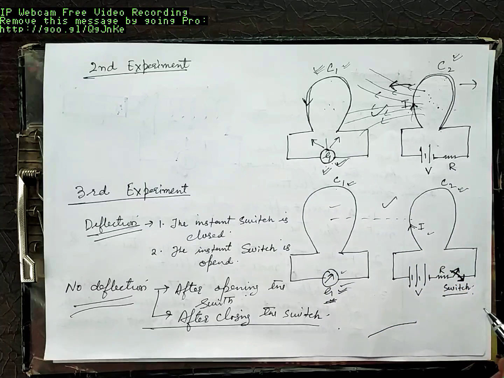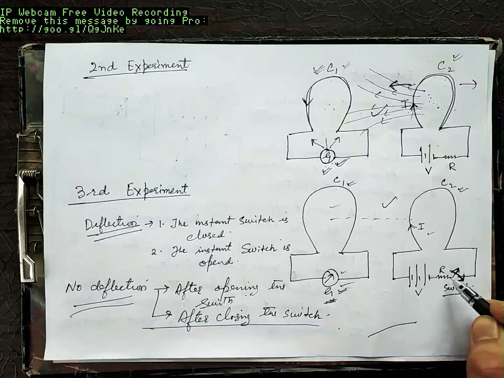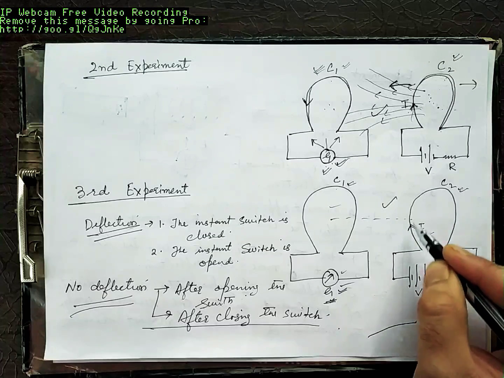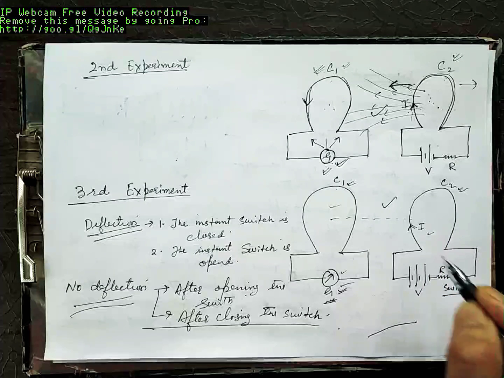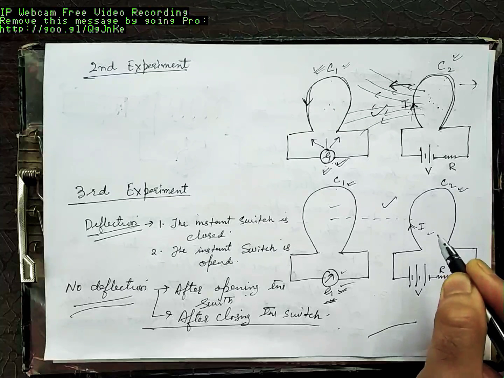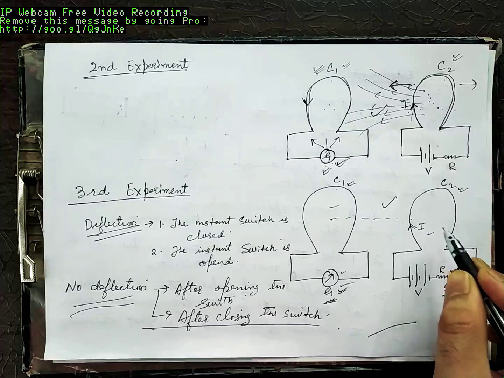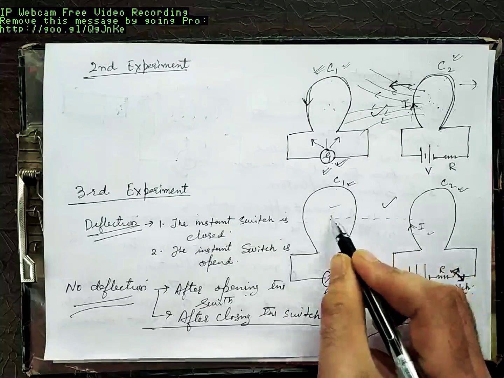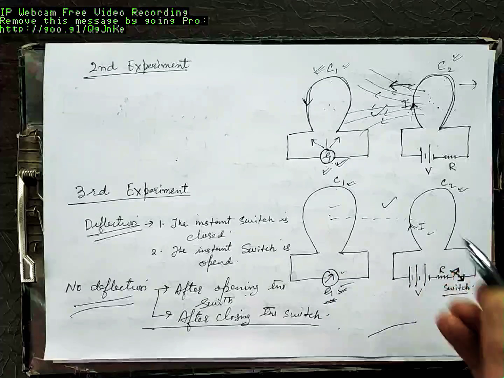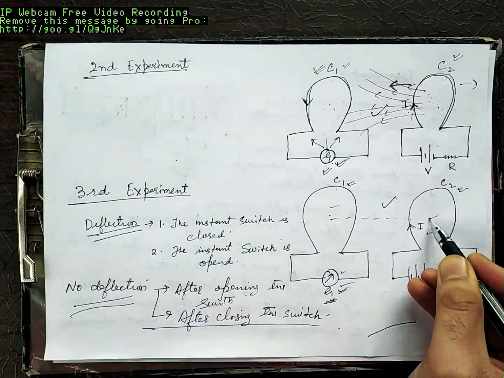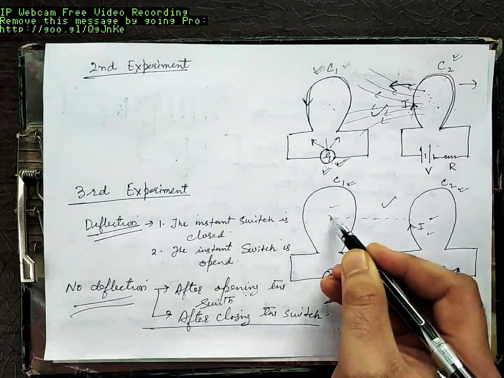Look here carefully. Initially when this switch was open, what was current through this coil? 0. What was magnetic field produced by this coil? 0. What was magnetic flux produced by this coil? 0. What were the magnetic field lines produced by this coil? 0. What were the magnetic field lines linking, passing through this coil? 0. Because it's not producing magnetic field at all. If it's not producing magnetic field, it's not producing flux. When it's not producing flux, there is no flux linking to this. Fine.